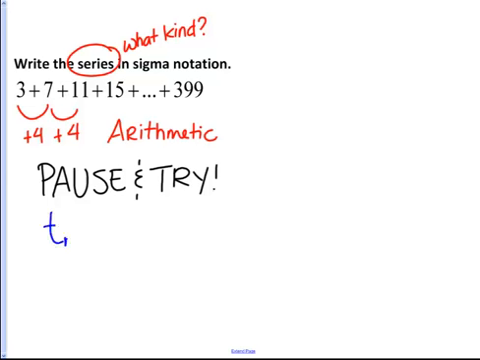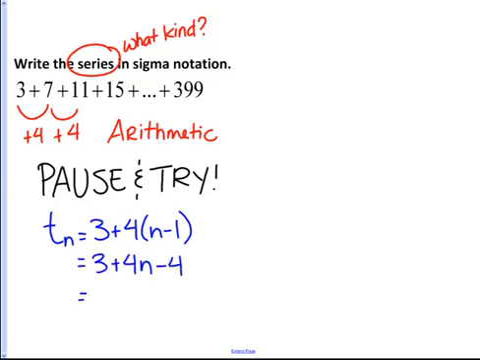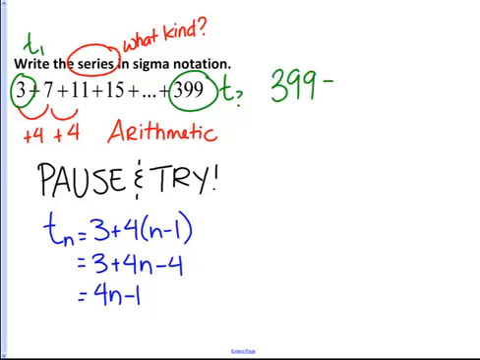I won't talk through this one, so just follow it on your own. Remember that here you're going to solve for n because n tells you where you are in a sequence or series. It talks about the position of a particular term.